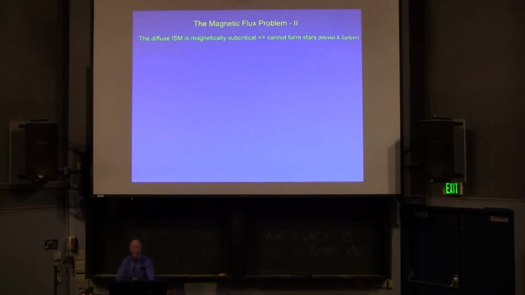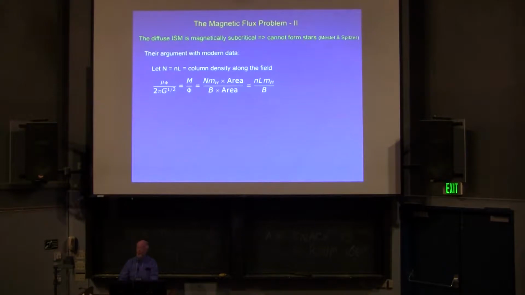Okay, so Mestel and Spitzer pointed out that the diffuse interstellar medium is magnetically subcritical. So they concluded that stars could not form. Remember, back at that time, molecular clouds had not been discovered. So they had an idea what the mean density of the interstellar medium was, and it was magnetically subcritical. So let's look at that argument with modern numbers.